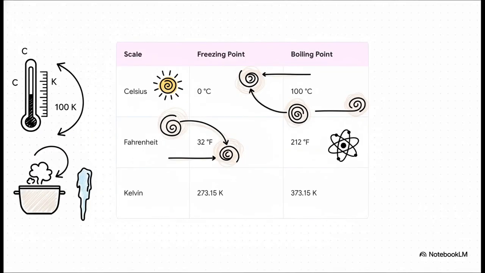Now check this out. This is a really neat little trick. Look at Celsius and Kelvin. The difference between freezing and boiling water is 100 degrees for Celsius, and it's also 100 units for Kelvin. This is awesome. It means the size of 1 degree Celsius is exactly the same as 1 Kelvin, and that makes converting between them super easy.